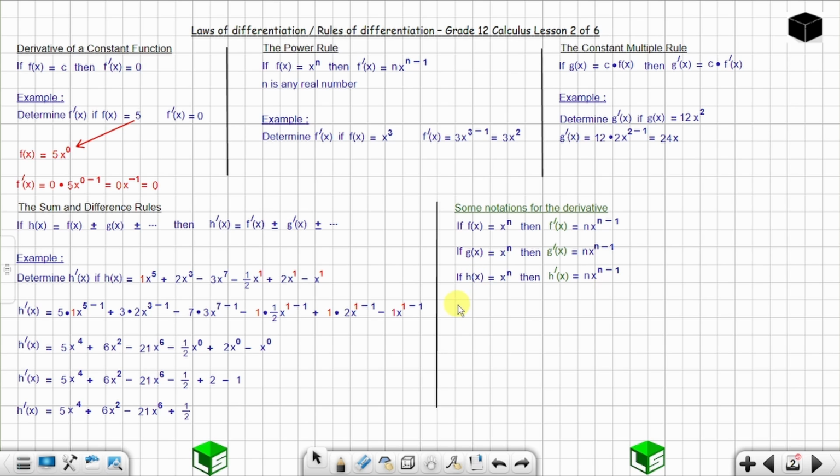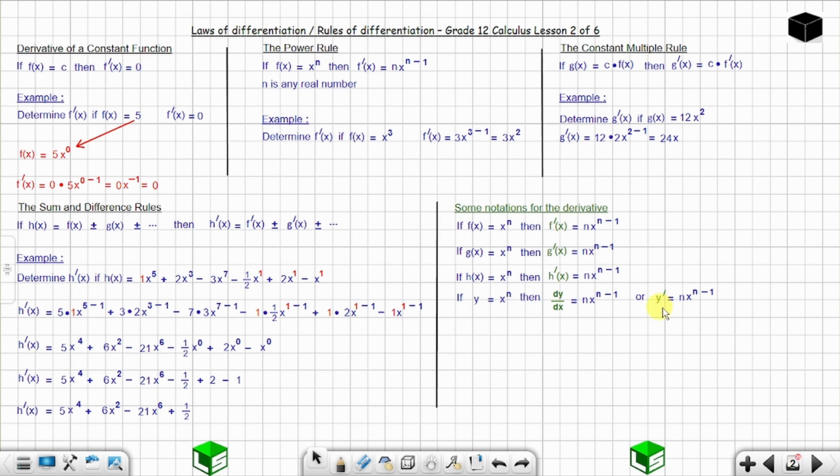Okay, they can also use y. If y is equal to x to the power of n, then they are going to express the derivative like this. The derivative of y with respect to x, they are going to write it like this. And so this is equal to, or they can express the derivative as y dash. Okay, when they say y dash, they mean you have to take the derivative. And so this is equal to what you have there.